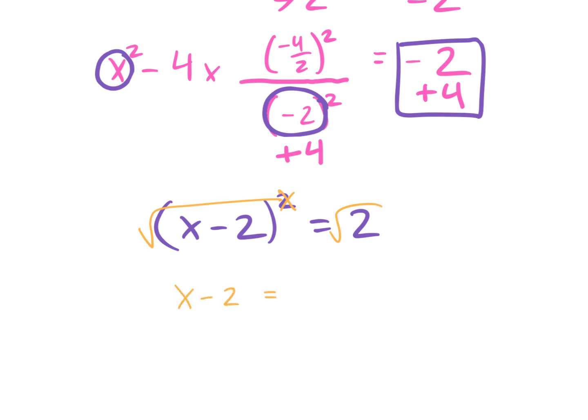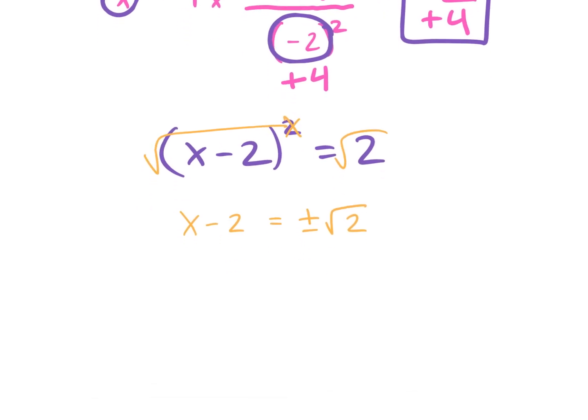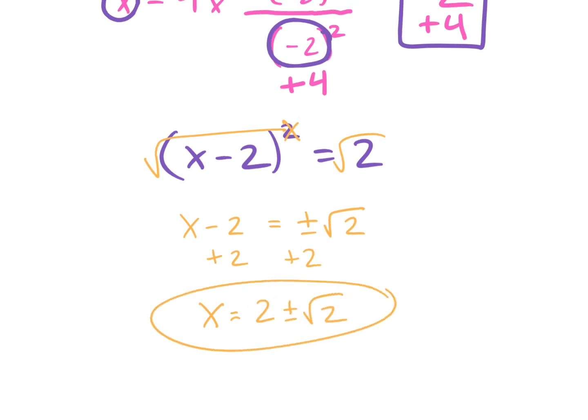What's that equal to? Plus or minus square root 2. Need the plus or minus anytime you take the square root to both sides. And then what's our last step? Add 2. So how would I write my answer? X equals what? 2 plus or minus square root 2. Awesome.